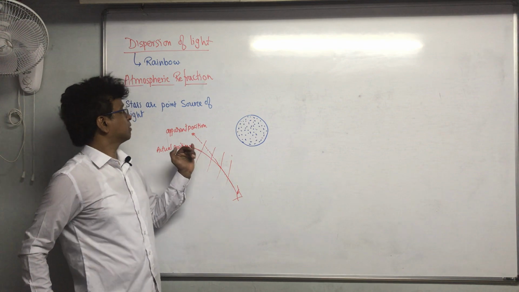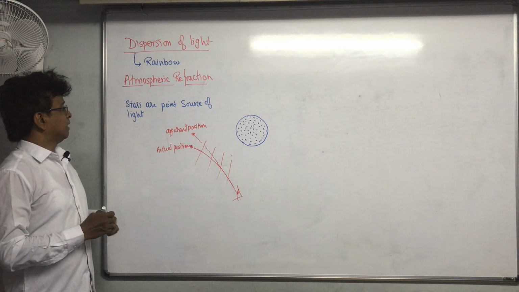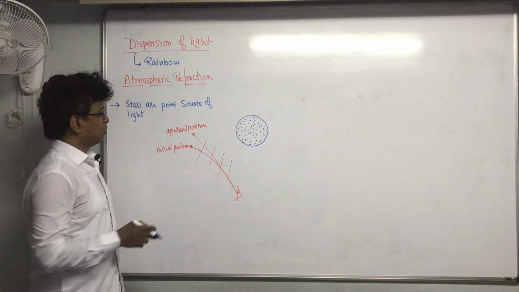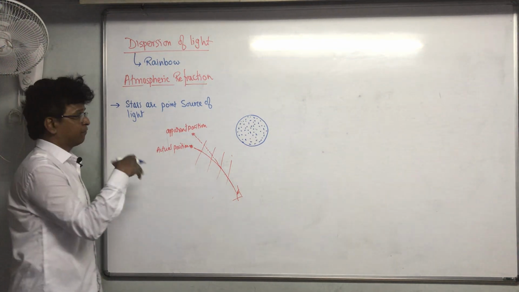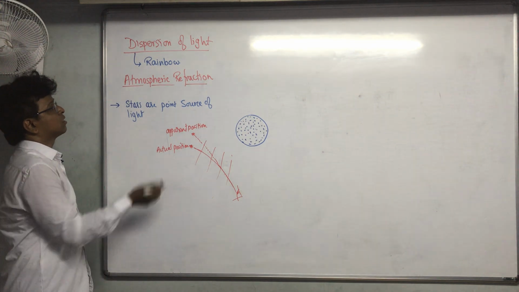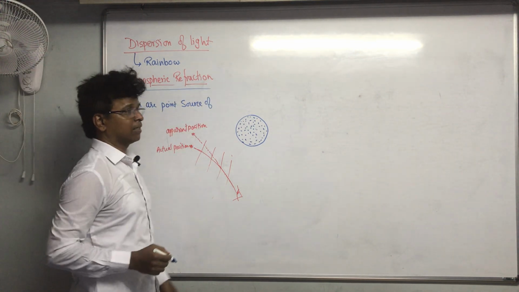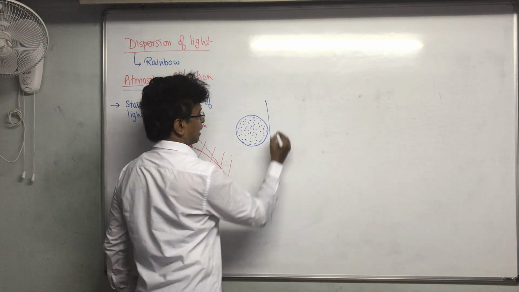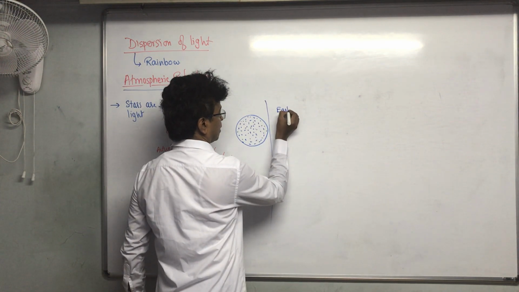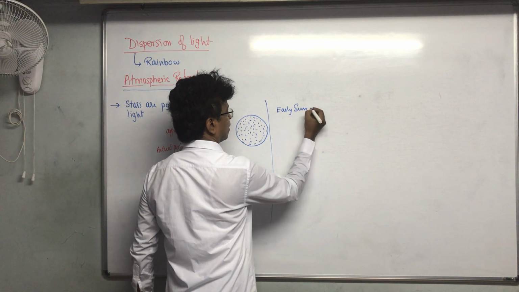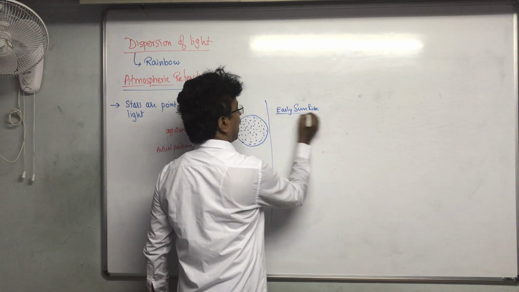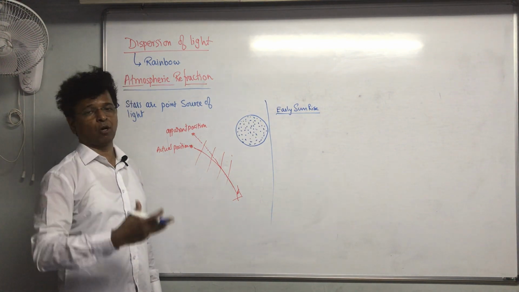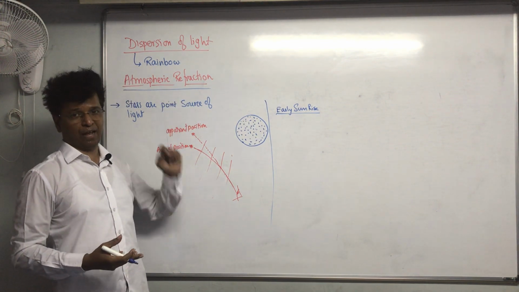I hope you are clear with this idea of stars, why they twinkle, why they appear to be in a different position. This is all because of atmospheric refraction of light. Another very important topic is early sunrise and delayed sunset. This is also because of the atmospheric refraction of light.